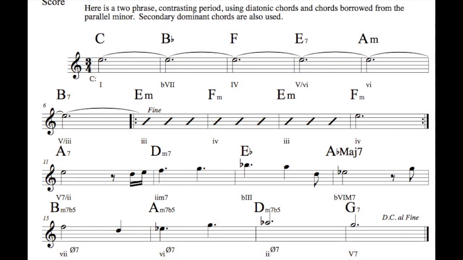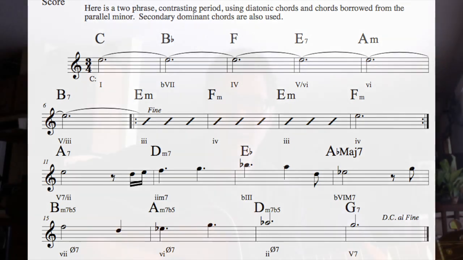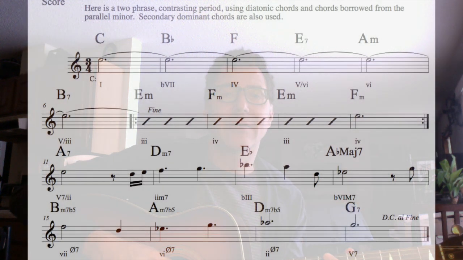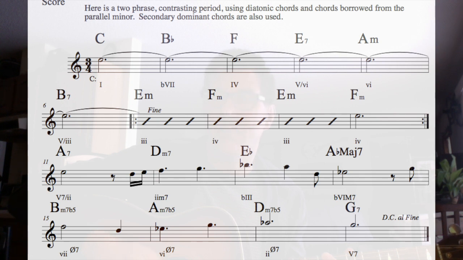Next part of the tune starts with a secondary dominant. Instead of going 2, 5, 1 like the original composition, we go 5 of 2, then the 2 chord, and then the flat 3 chord. Right now the flat 3 chord, it doesn't have a 7th on it, but it kind of functions as a 5 of flat 6 and goes to the flat 6 major, A flat major 7. And then B minor 7 flat 5 is just the 7 chord.